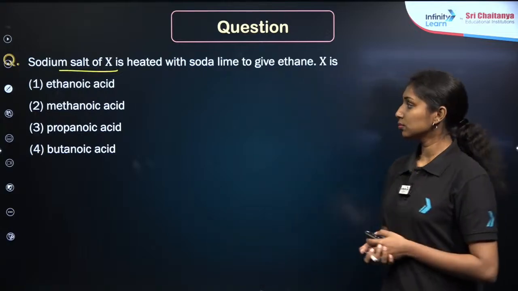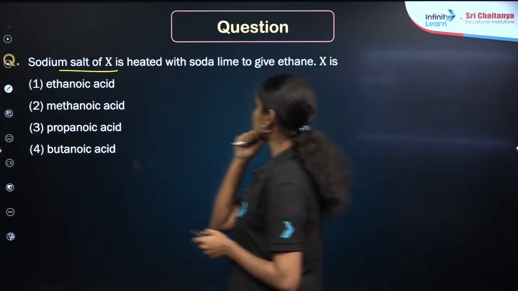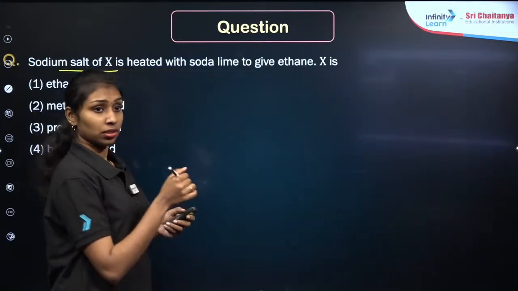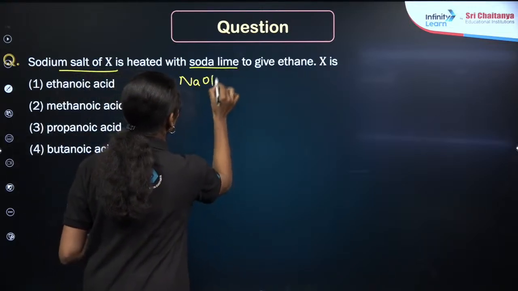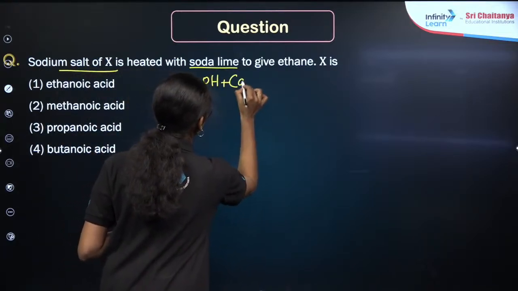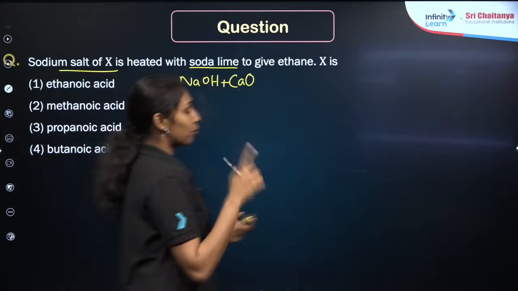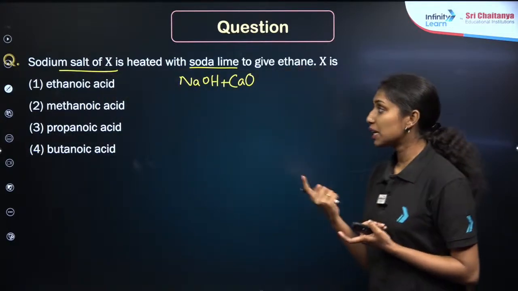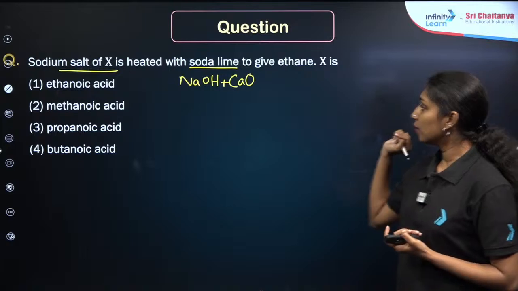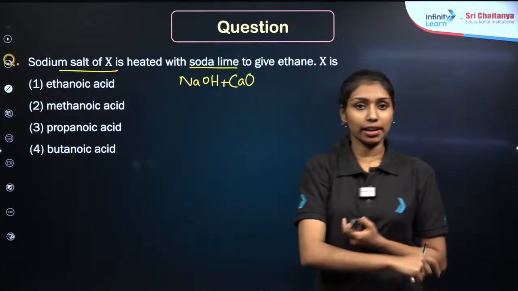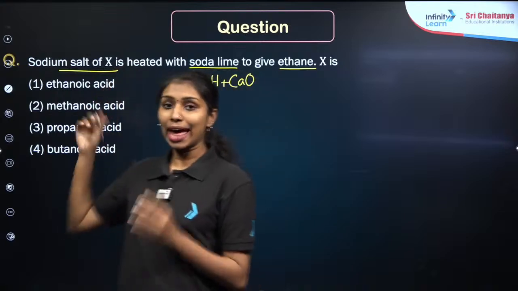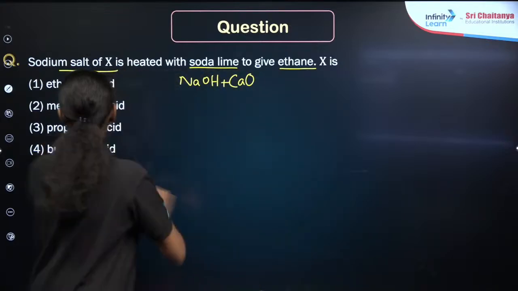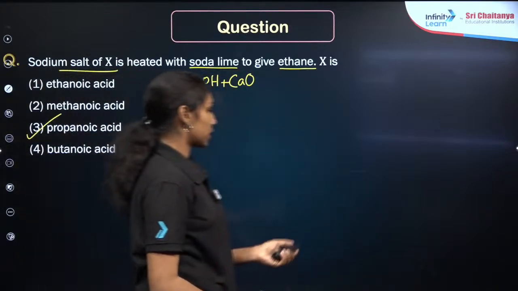Soda lime means NaOH plus CaO, right? So here we are removing carbon dioxide. So in general, we will get the product with one carbon atom less than the sodium salt, right? So here we are getting the 2 carbon compound, so our sodium salt will have 3 carbon atoms. So propanoic acid will be the correct answer. Option 3.